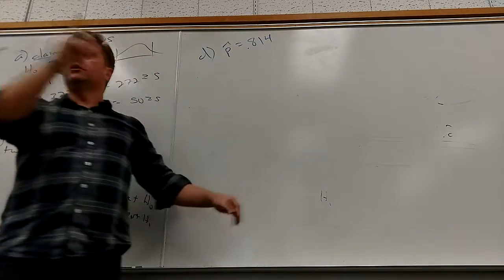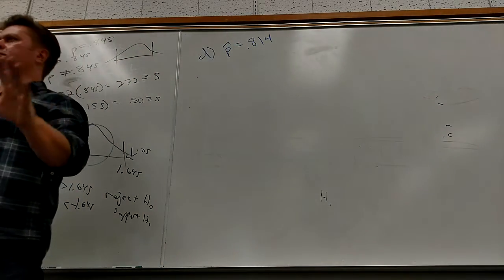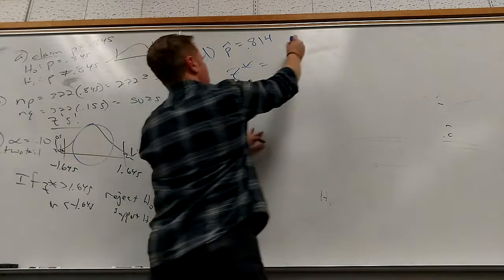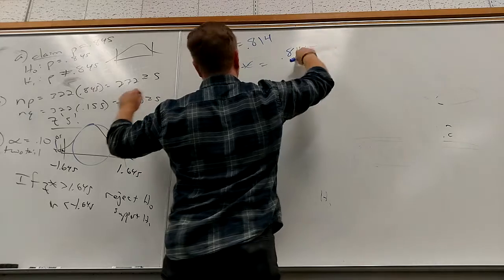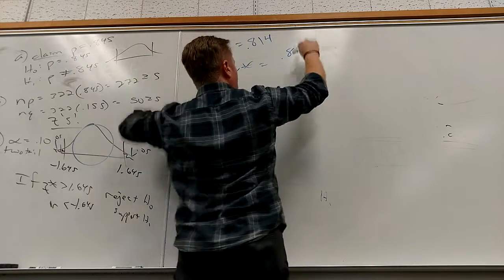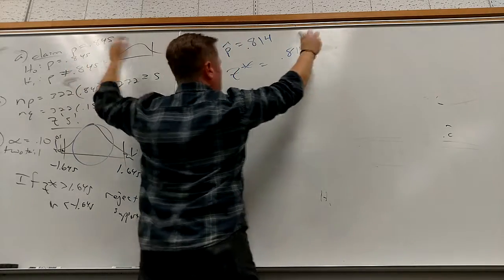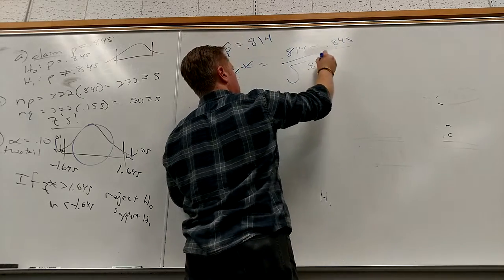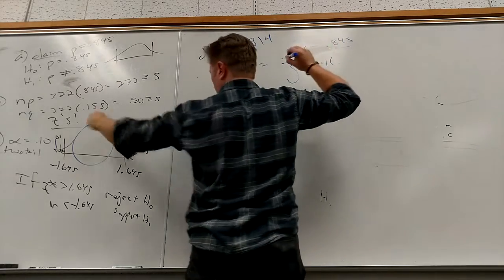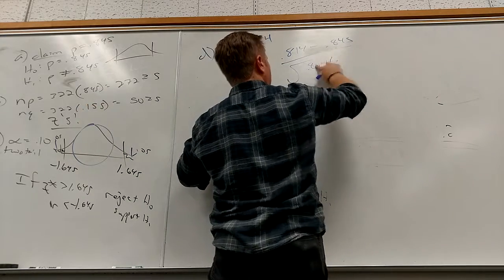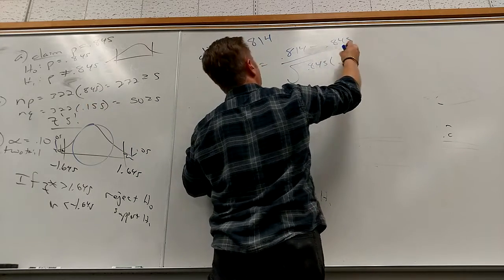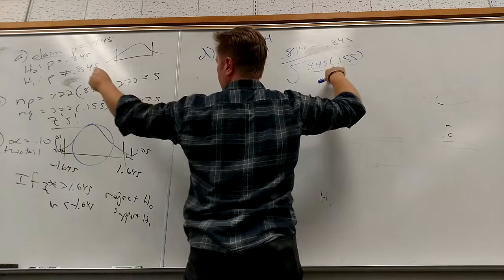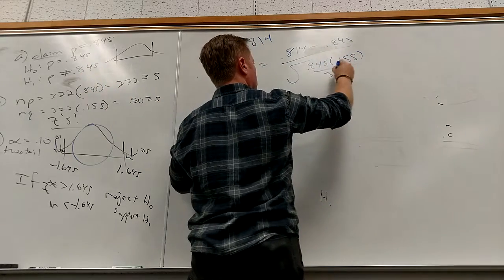Do I need q hat? No. Don't care about q hat. I never do. So p hat minus p, our data minus the claim, divided by the square root of all this. Here's p. q we know. Over, what was that, 322?